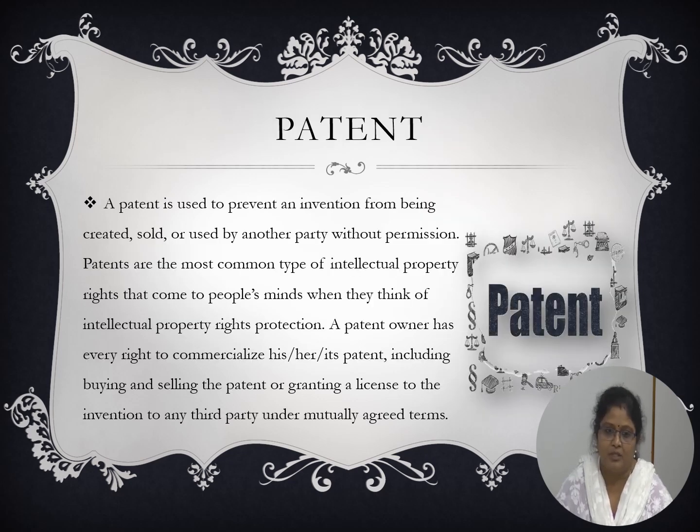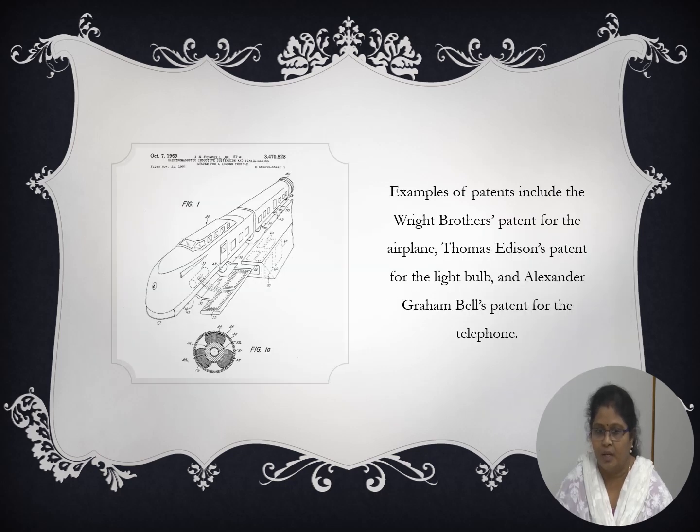When we talk about patents, a patent is used to prevent an invention from being created, sold or used by others without permission. Patents are the most common type of IP right that comes to people's minds when they think of intellectual property rights protection. A patent gives the owner the right to own, publish and grant a license for the benefit of the inventor. For example, the Wright brothers invented the airplane, Thomas Edison the light bulb, and Alexander Graham Bell the telephone.